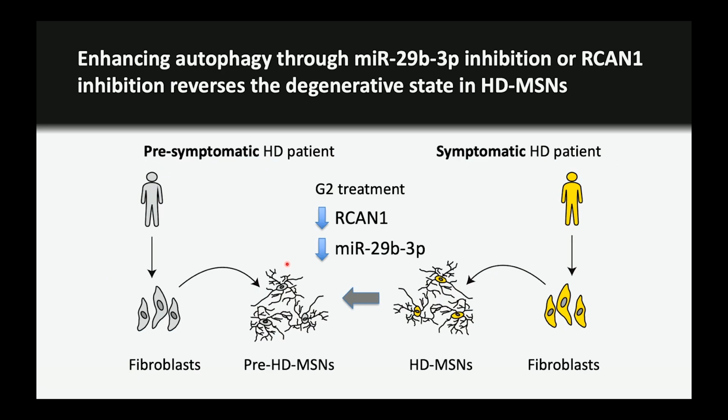So by looking at these different age states and different age-associated mechanisms, what we can try to do is come up with ways of making this post-symptomatic older state more like this pre-symptomatic older state. And so far, we found 3 different mechanisms that we can tap into. One is using G2 compound that mimics the reduced function of RCAM1. And also we can do this by reducing the expression of the age-associated upregulation of miR29B3P.